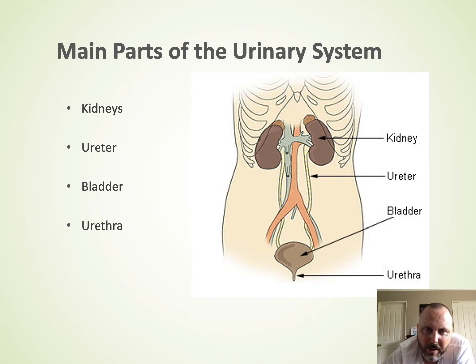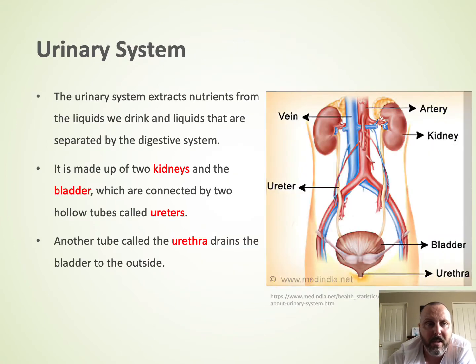Once we've filtered everything we need out of the body, the urine travels through the ureter to the bladder, where it's held until such time as we're ready to get rid of it through the urethra, which is the section there between the bladder and outside. That's how it gets out of the body. Okay, so those four different parts, you need to be able to label those on a diagram, or be able to recognise those in a diagram or a picture of the urinary system.